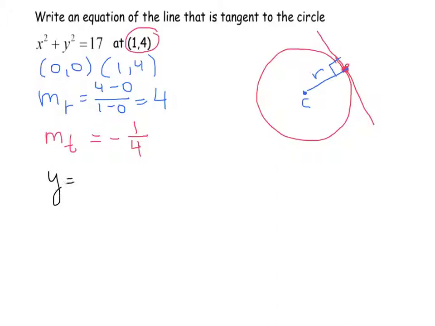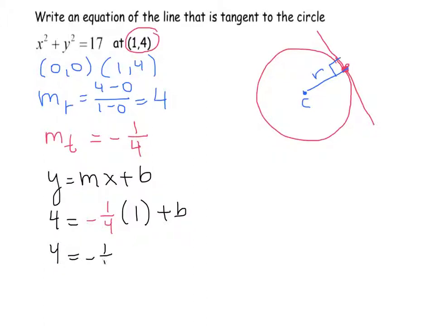So y equals mx plus b. The line passes through the point (1, 4). So 4 will equal, the slope is negative 1/4, times 1 plus b. So 4 will equal negative 1/4 plus b.